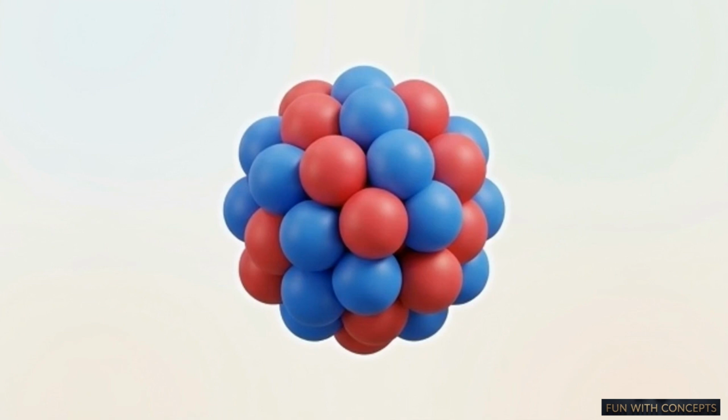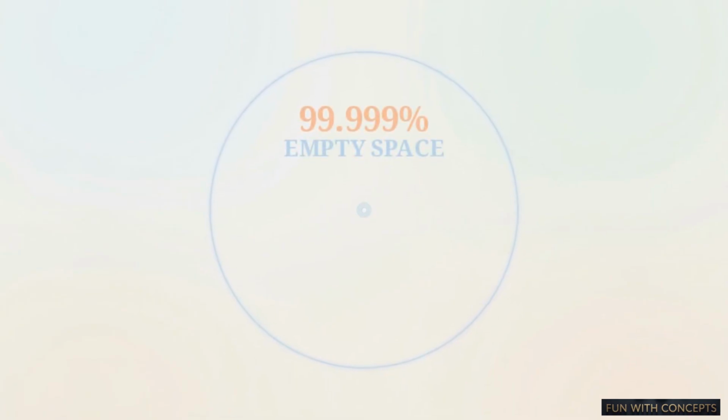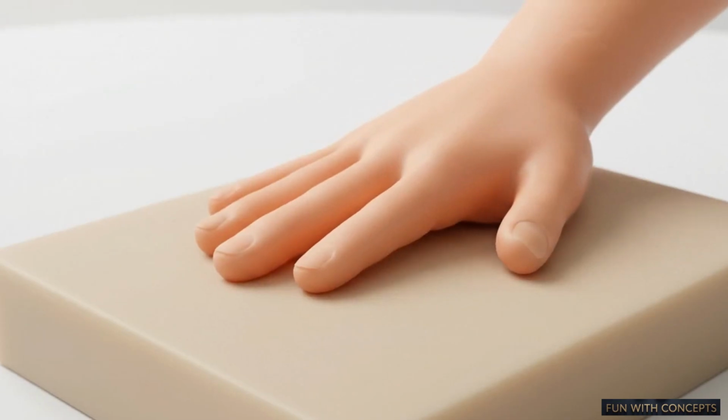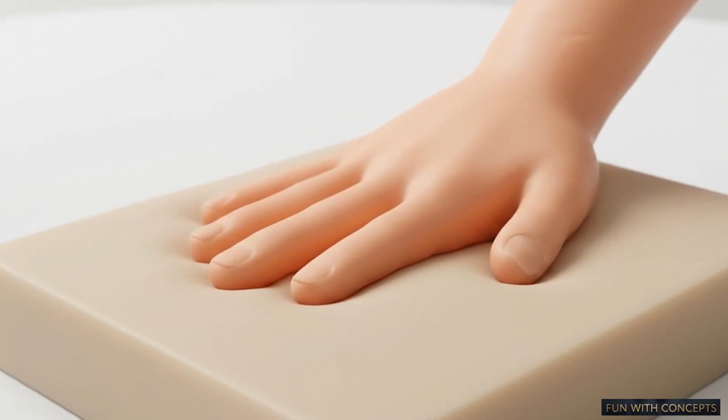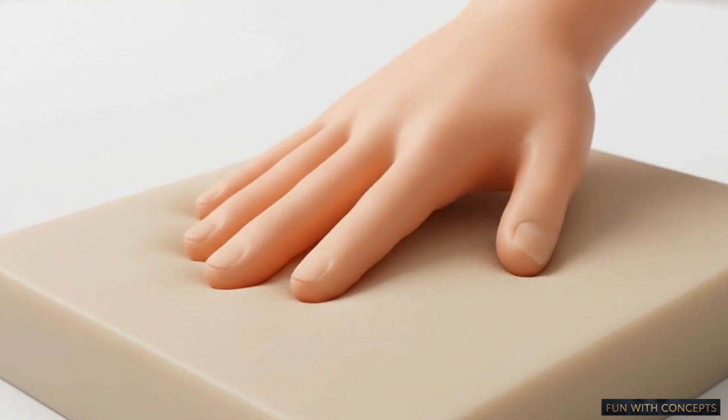But here is a paradox to ponder. If an atom's volume is dictated by electron orbits, leaving the structure more than 99.99% empty space, why does solid matter feel solid when you touch it, instead of your hand just passing right through?